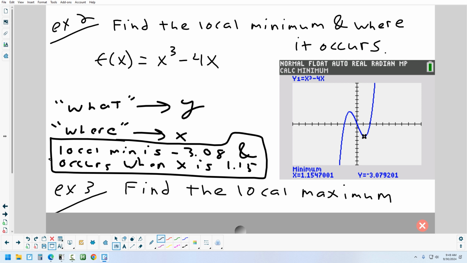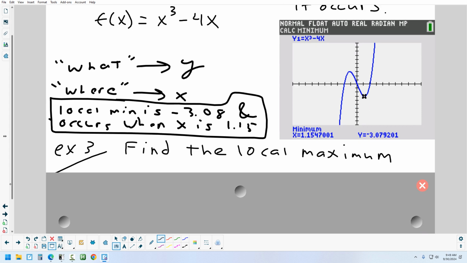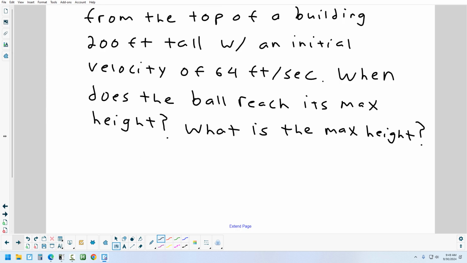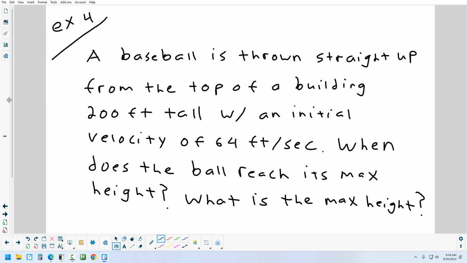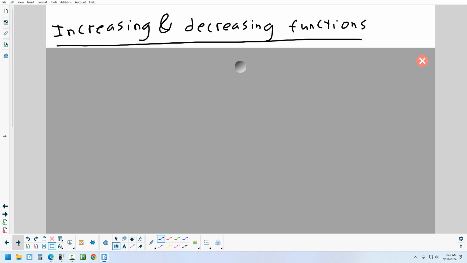Any question on how we found that local min? So you definitely need a calculator the way we're doing it. All right, do that one.